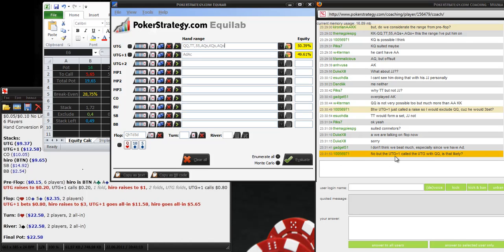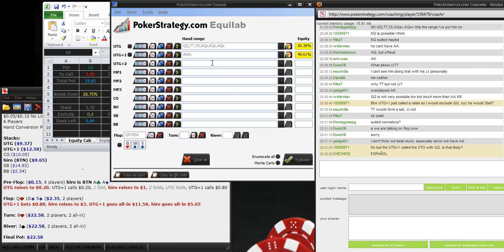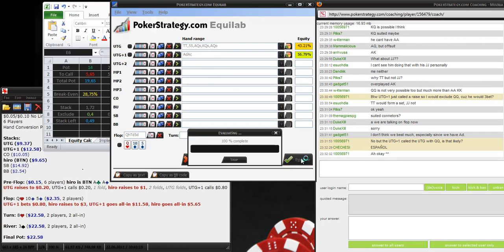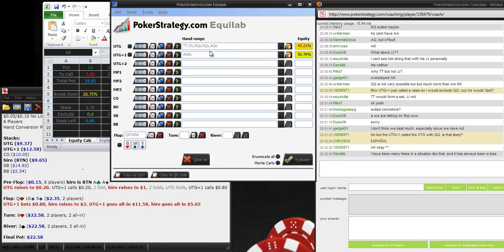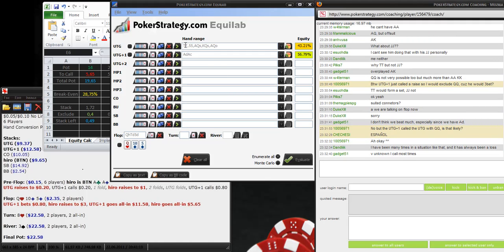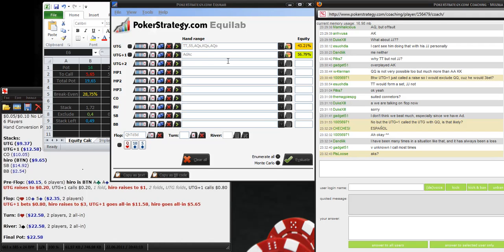No, but UG1 called with UG... yes, sure. I didn't take a closer look, but it's still possible. Some neutral players play pocket queens this way, but even if we exclude pocket queens, it's more likely that we are far ahead here. Ace king suited is not that likely, since we already have the ace of diamonds.